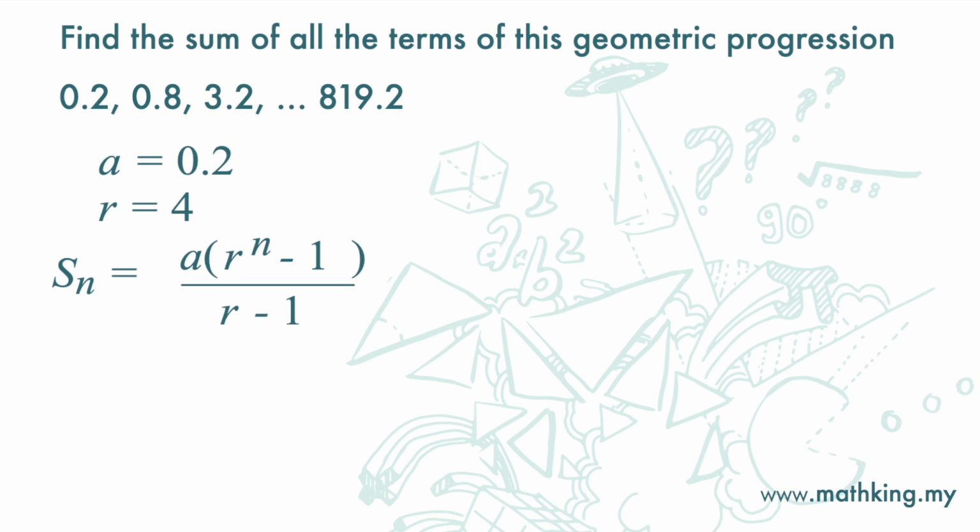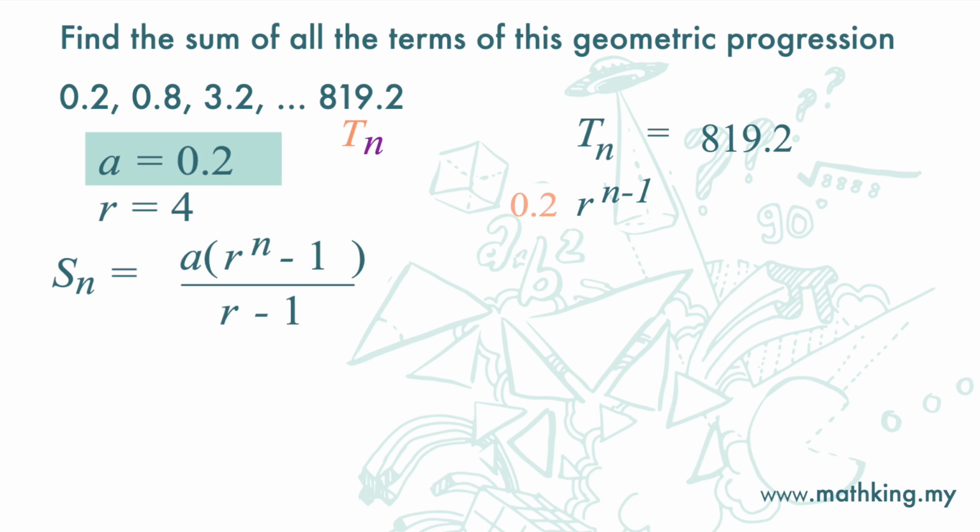We are going to find the sum of this progression up to this term, 819.2. We need to know 819.2 is which term. So we are going to write down T_n equals 819.2, and we want to find the n value. T_n is also ar to the power of n minus 1. And we plug in the number for a, 0.2, and also r, 4.